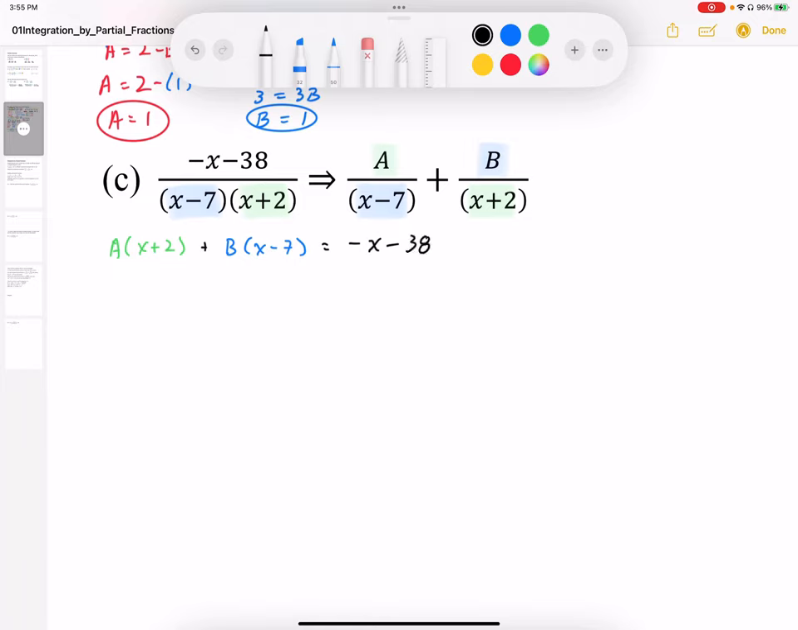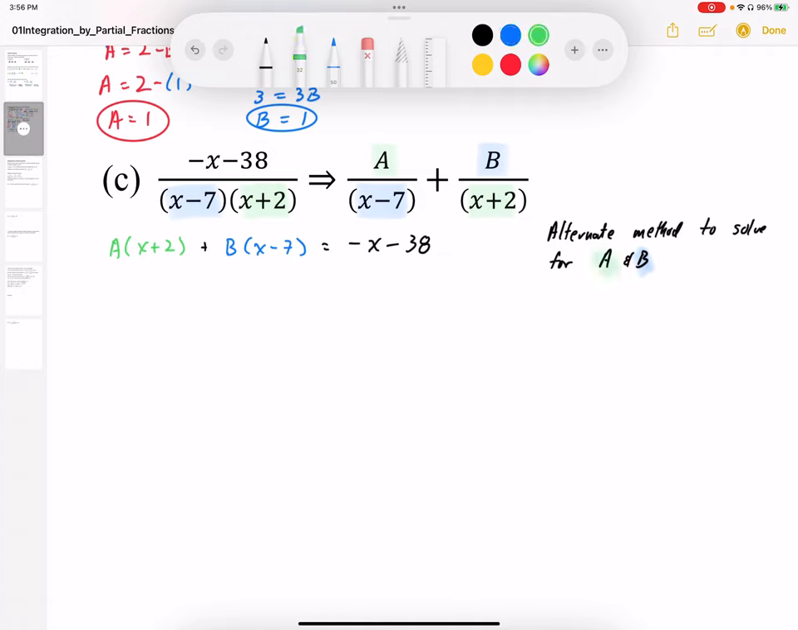So I can set up a system of equations again like I did before, but now I'm going to show an alternate method to solve for the coefficients, for these coefficients A and B.